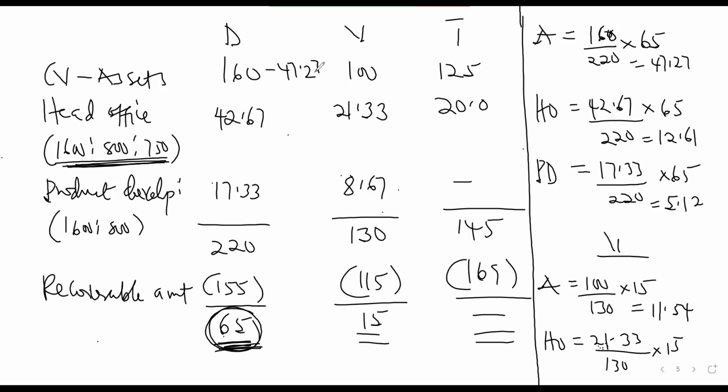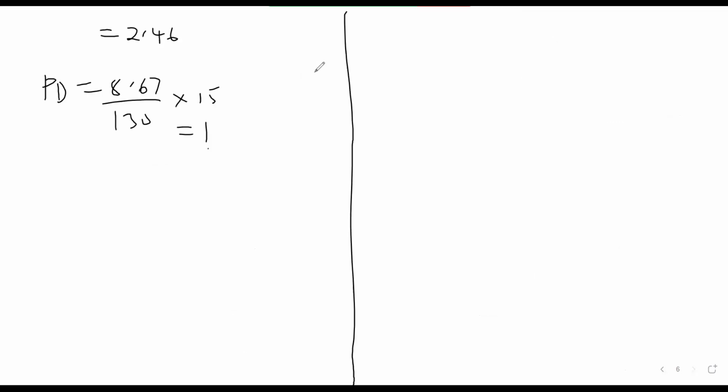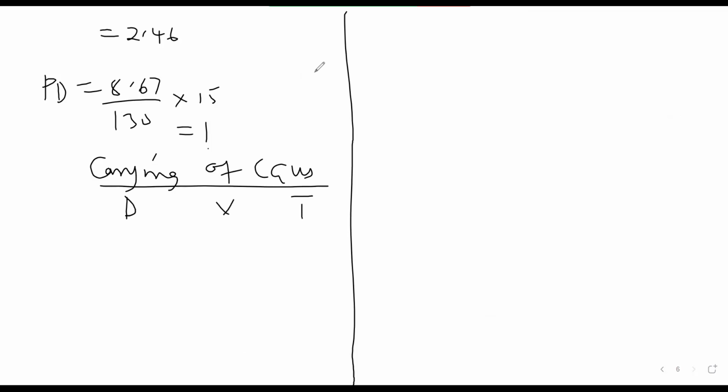Okay. So out of this particular 65, the asset itself is taking what? 47.27. So what you do is you now count to the carrying value of the asset, or the carrying value of the CGUs. Okay. So you have the D, the V, and the T. You look at their carrying value before the impairment. It is 160, it was 100, and it was 125. Am I correct?